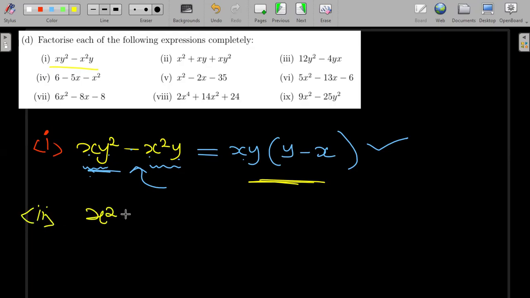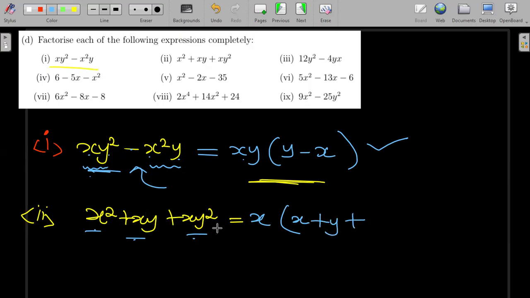What about the second one? The second one, we have x squared plus xy plus xy squared. Here again, we're just looking for whatever is common between these three expressions. What is common here is x, because I can see x here, x here, x here. I can't say xy because the first one does not have any y. So x is common, and when I take away x from here, I remain with x. When I take away x from here, I remain with y. Plus, when I take away x from here, I remain with y squared. So this is what I have as my factorized expression.